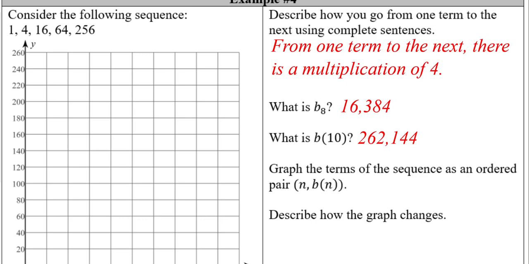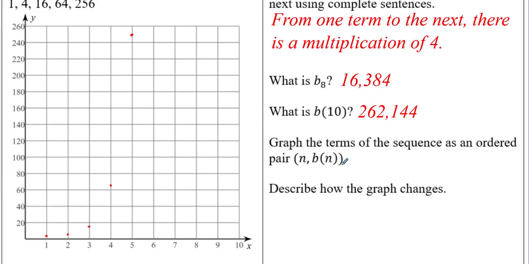All right, so go ahead, pause the video here. I want you to graph these out. It tells us to graph the terms. All right, welcome back. Boom, I got my graph right here. So it looks like it went up a little, went up even more, went up even more, and then just jumped up a crazy amount.